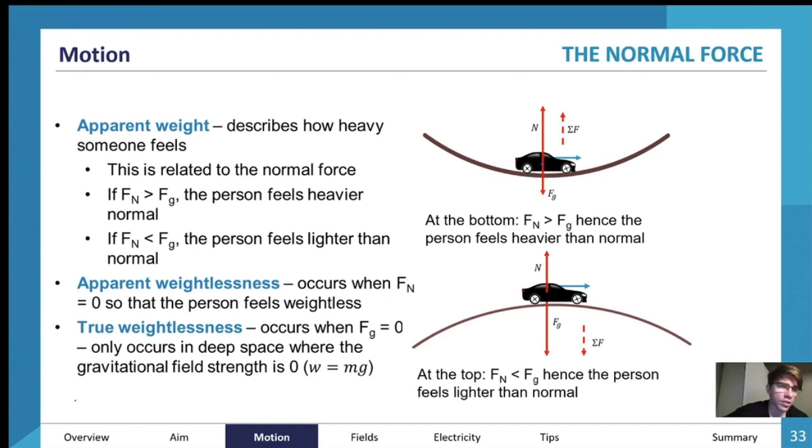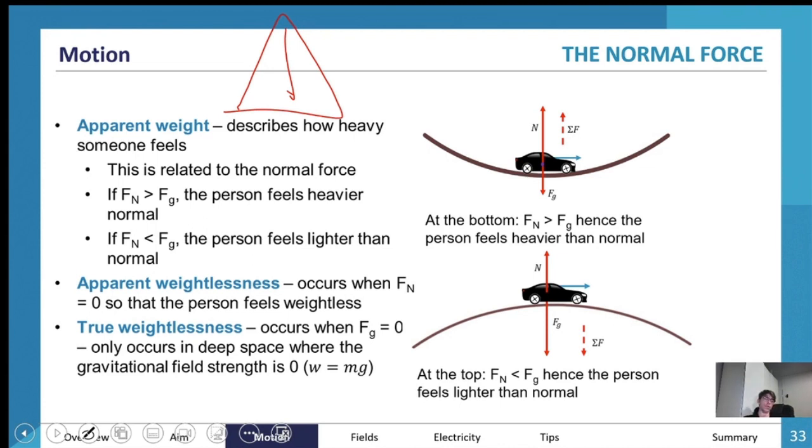Just a caution. I know Vika is not a big fan of these words: apparent weight, apparent weightlessness, and true weightlessness. But it is very easy to use them to describe what's happening. So apparent weight is what you currently feel like. Apparent weightlessness occurs when the normal force is equal to 0, and true weightlessness when the weight force is actually equal to 0.